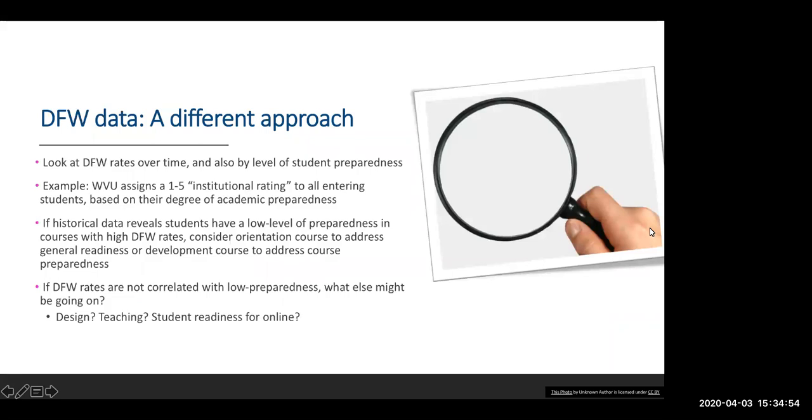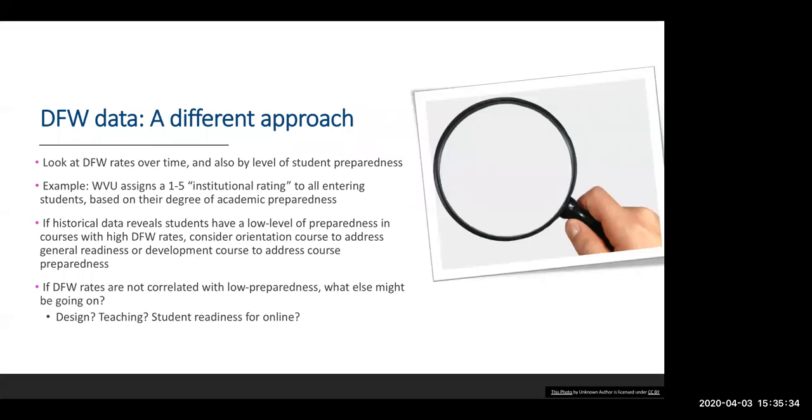So looking at this through a different lens, one thing that you may want to do in this situation is look at DFW rates over time and also by level of student preparedness. So it's just one example. WVU assigns a 1 to 5 institutional rating to all entering students based on how prepared they are academically. So if that historical data reveals that students have a low level of preparedness in courses with high DFW rates, we know that preparedness is an issue, okay? So it could be an orientation to the course to address general readiness, or it could be a development course because students may need some remediation help.